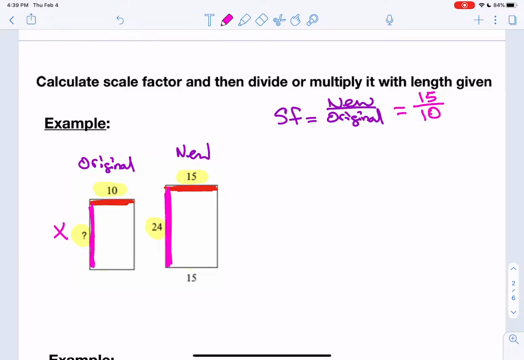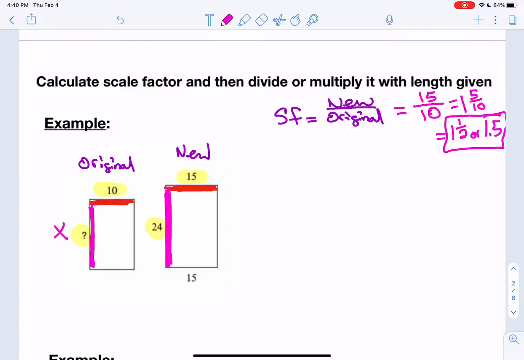Now, I can simplify this because I know that 10 goes into 15 one time, and you get a remainder of 5 over 10, which equals 1.5 or 1 1/2, however you want to think about it. So that means my scale factor is equal to 1.5 or 1 1/2.